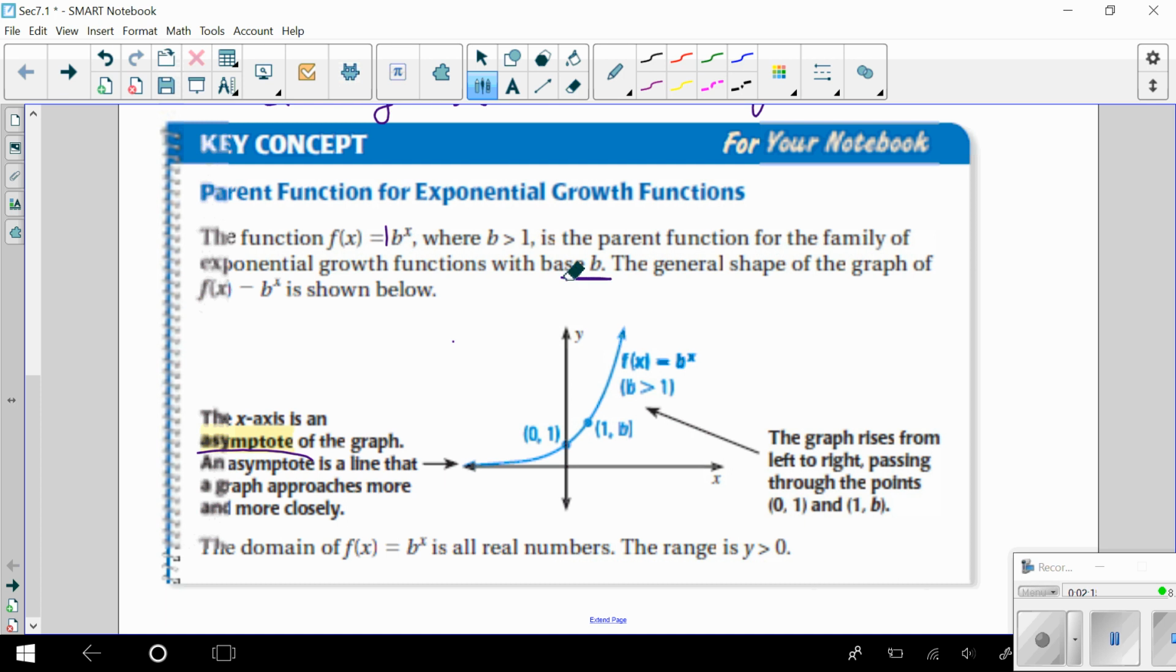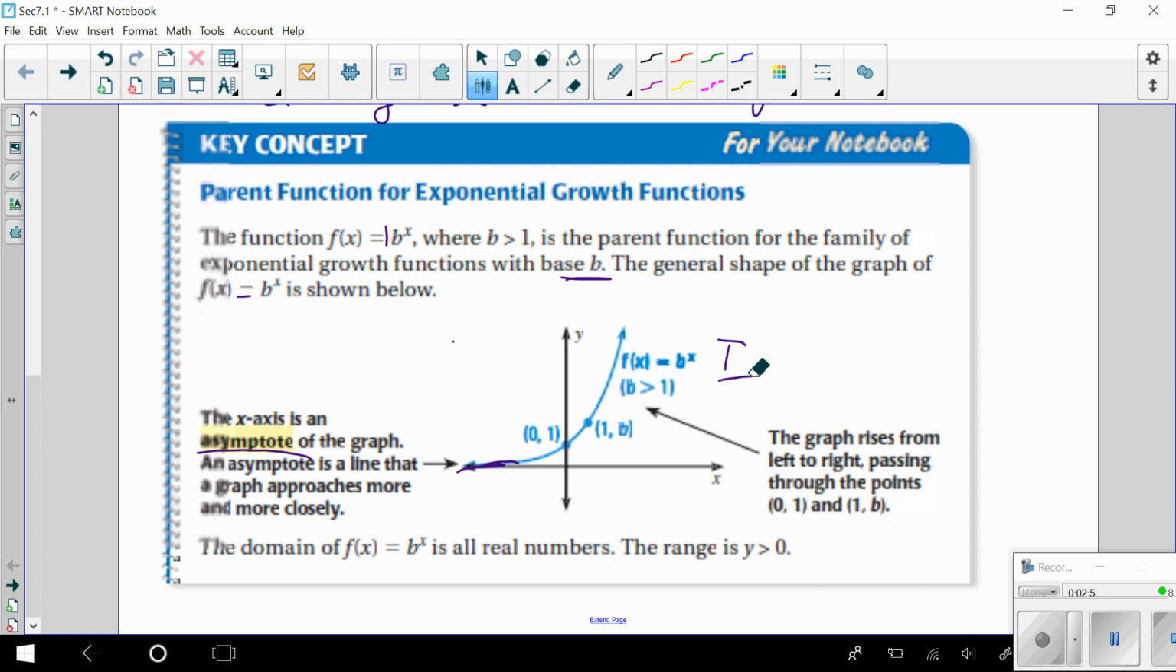Here you can see the general shape of this graph where f of x equals b to the x. And the asymptote for this is the x-axis. As you can see, it gets closer and closer to the x-axis here, but it never actually reaches the x-axis. And then on the other side, we're in the first quadrant here, the graph rises from left to right. It passes through the point 0, 1, and when x is 1, your y value is whatever your b is.